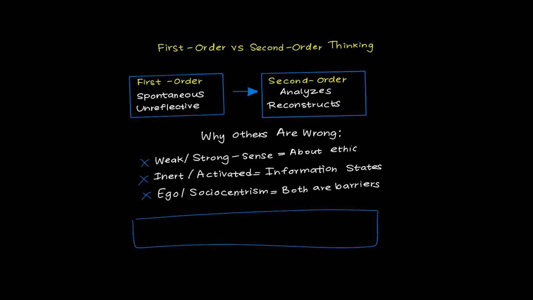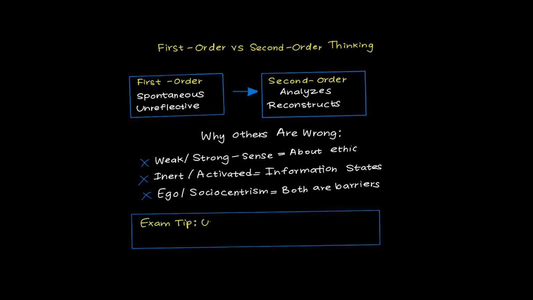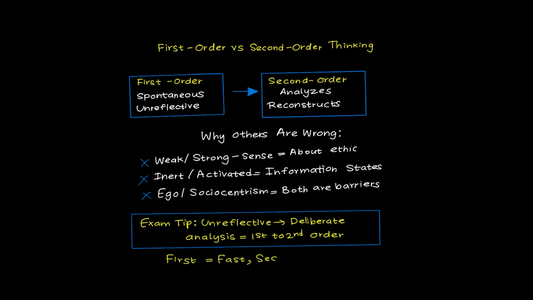Here's a WGU D265 OA exam tip for you. When someone moves from accepting ideas without reflection to consciously analyzing and reconstructing understanding, that's first order to second order thinking. Quick recall hook: first = fast acceptance, second = slow analysis.